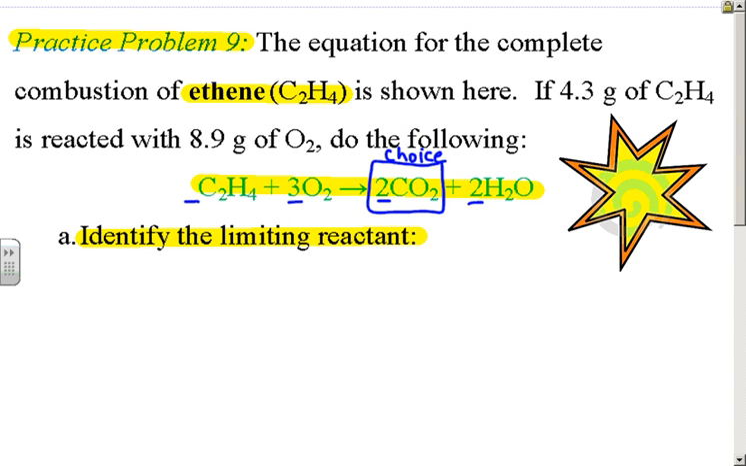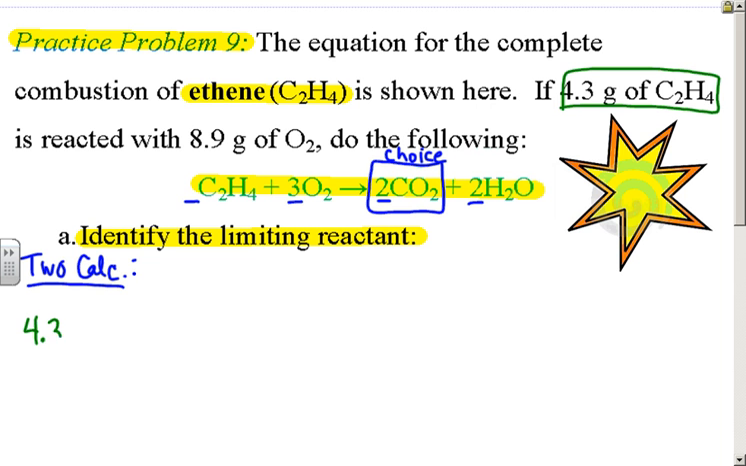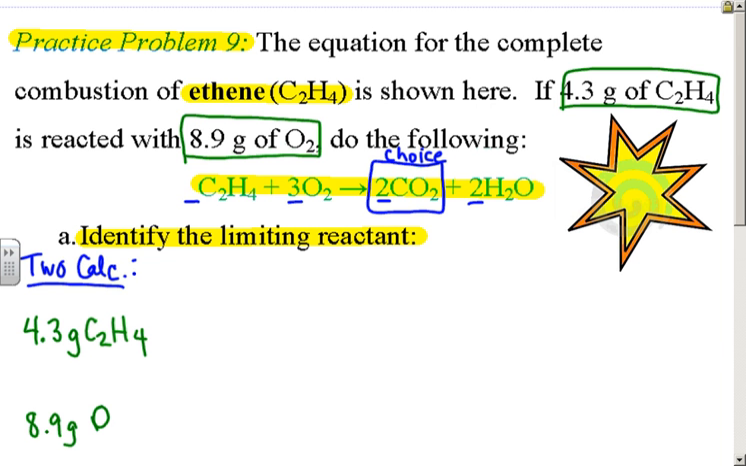So over here in my problem, I'm just going to label that so that I can keep track of what I'm doing. So I'm doing two calculations. I'm going to start with each of the numbers I was given in the problem. So here's one number. I was given 4.3 grams of the ethene. So I'll start with 4.3 grams of C2H4. The other value I was given in the problem was 8.9 grams of oxygen. So I'll scoot down a little bit here, leaving myself room to do work for each of these. And I have 8.9 grams of O2.